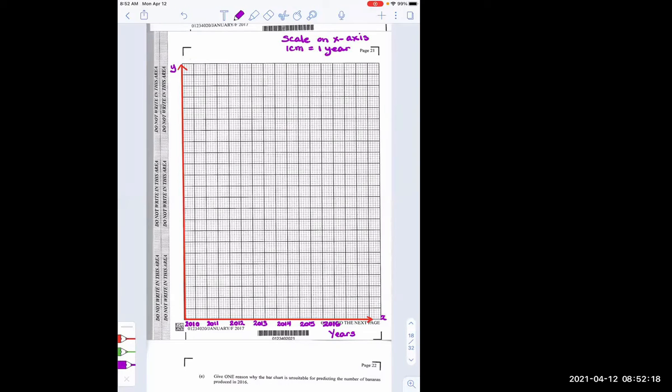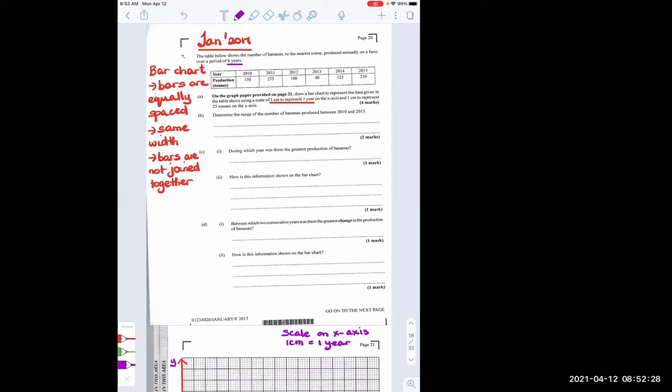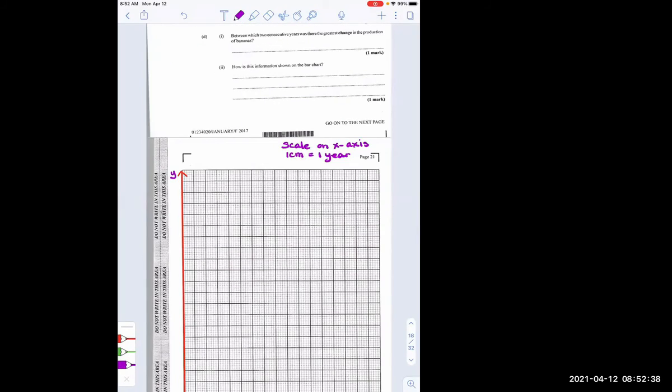Does everyone have that? Are you still drawing? All right. Yeah, miss, finish. All right. So let's go back to the question. 1 cm represents 25 tons on the y-axis. So we're going to write that. Scale on the y-axis, 1 cm is equal to 25 tons. So we are counting in 25s.